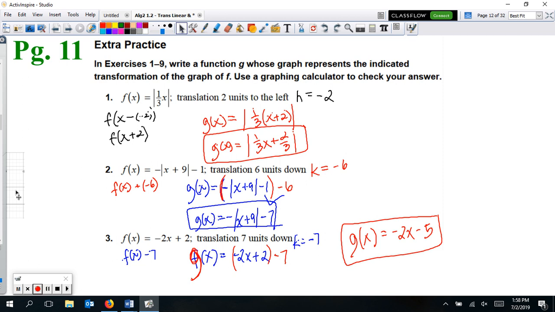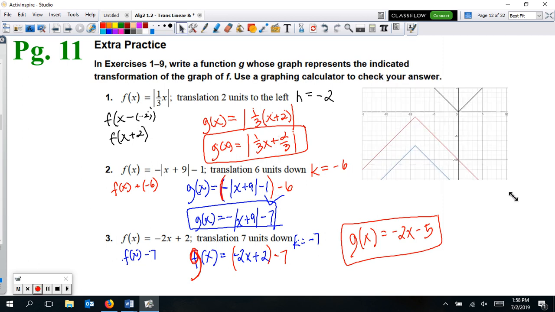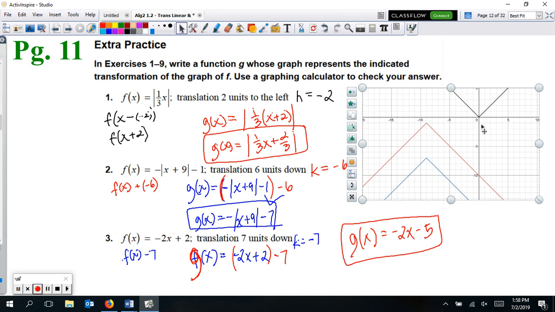So before we leave, I want to go back to number 2. I want to show us the graph on this one, what the graph would look like. So let's take a look at this graph. I'm going to make it a little bigger for us. So here's our parent function for the absolute value. It's way up here. Here's our f of x function here. The one in red is the f of x function, and the one in blue is our g of x function.